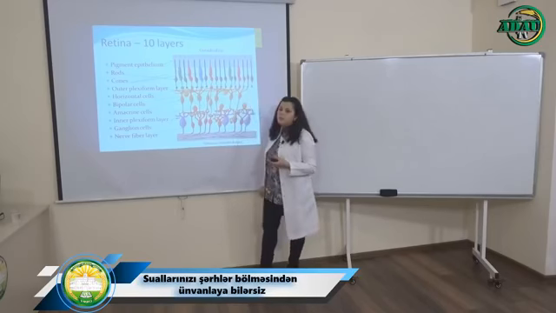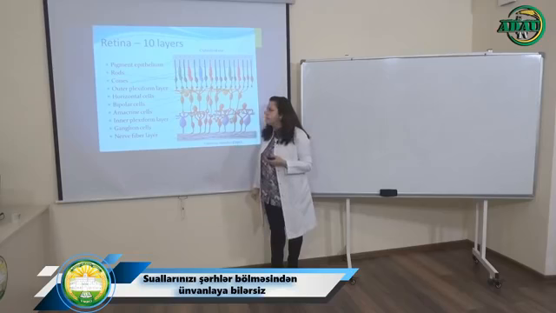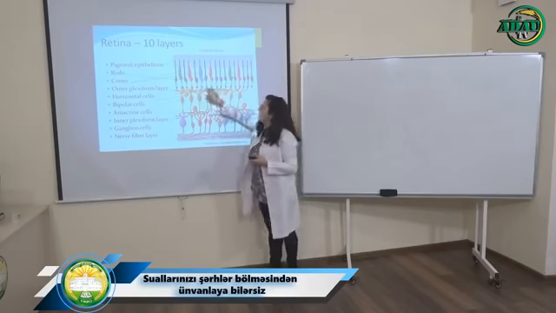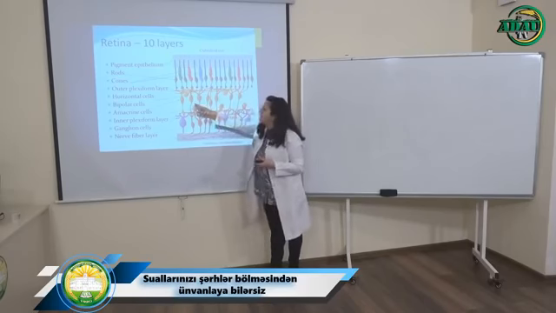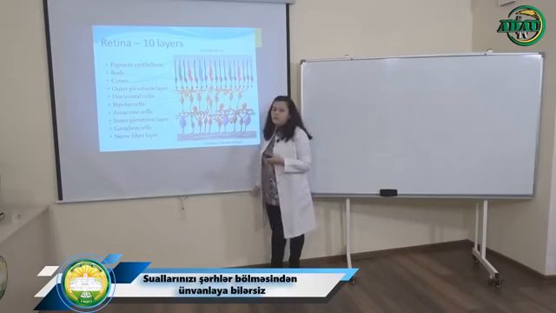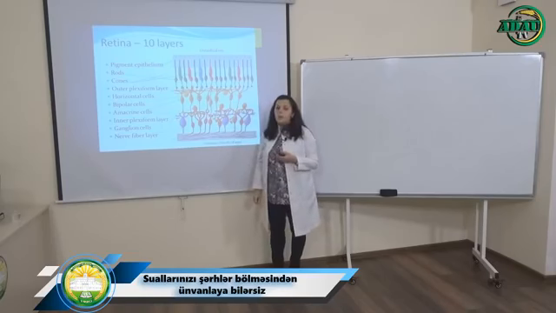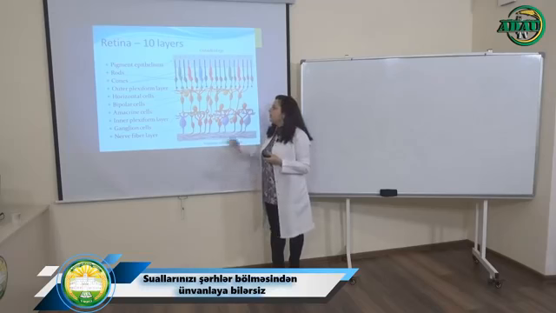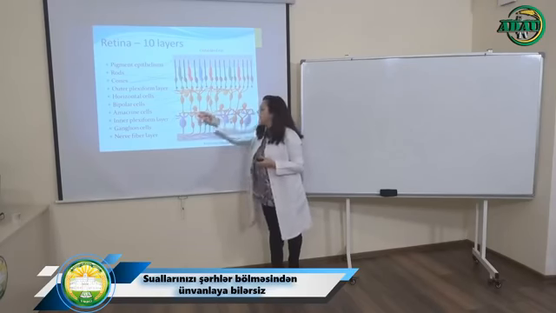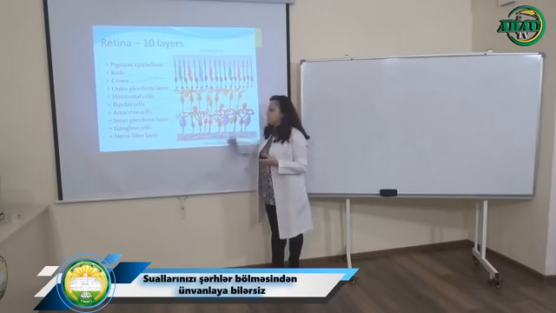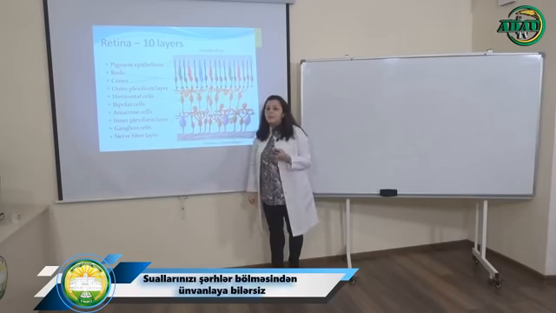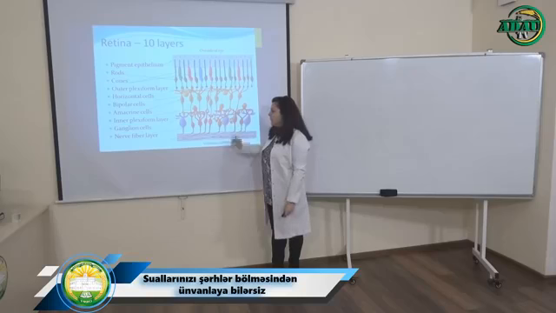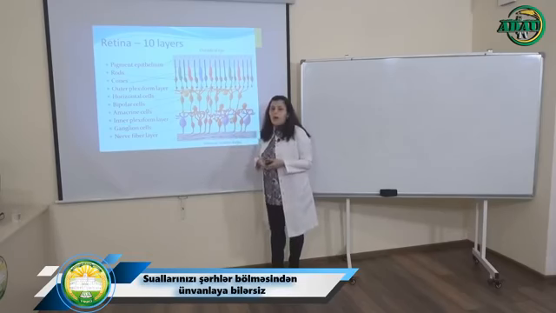The second layer is called the outer nuclear layer. The third layer is the outer plexiform layer. Then here you can see the layer of the second neurons. Second neurons are bipolar neurons, and they form the inner nuclear layer. Then there is the internal plexiform layer, and the third neuron. The third neuron is represented by the ganglionic cells. There are ganglion cells, and ganglion cells give fibers which together form the optic nerve.